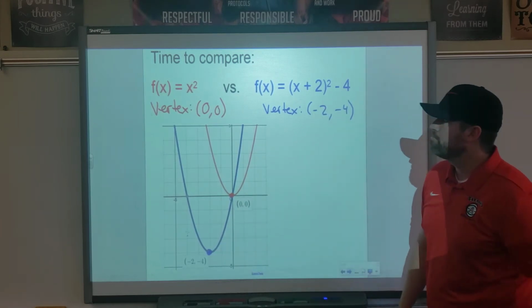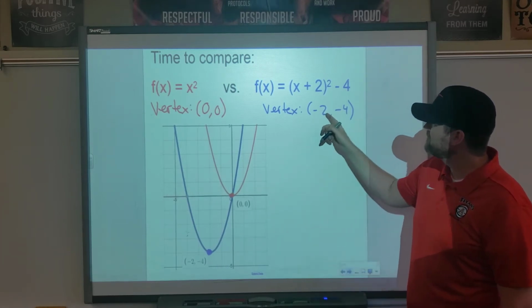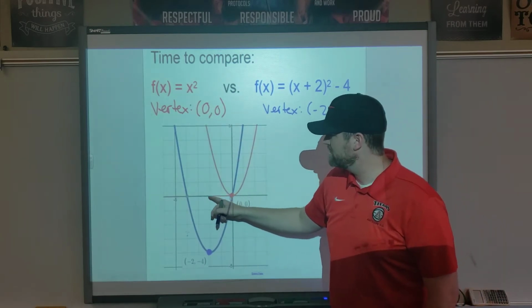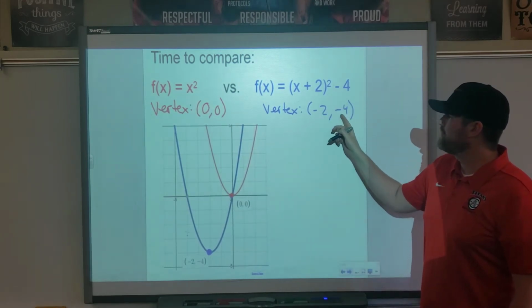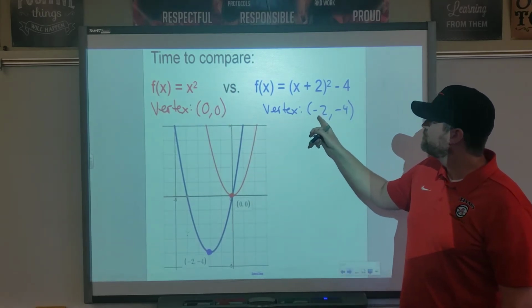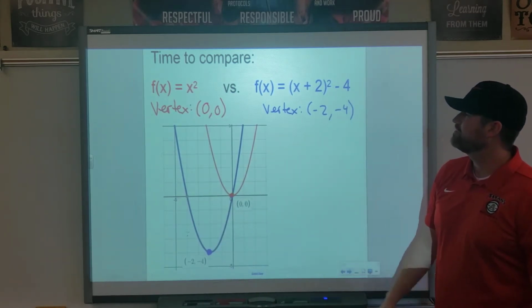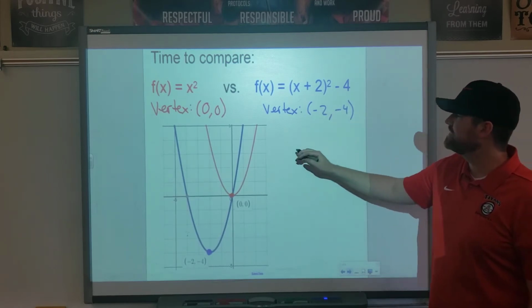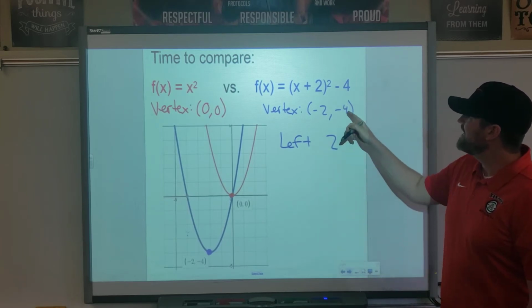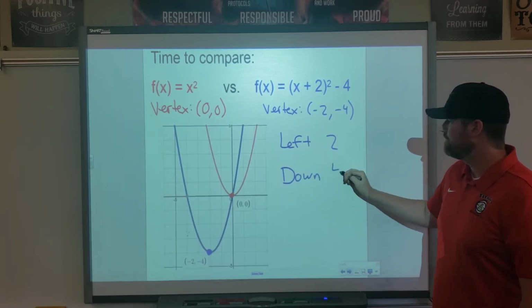And so compared to the parent function, where did this graph shift? Well, because my vertex is -2, that's 2 left of 0. So 2 to the left. And then the y-coordinate is -4, which is down 4 from 0. So 2 to the left, down 4. So we can look at the vertex and know that, hey, if the x of the vertex is -2, that means our whole graph shifted left 2. And if our y-coordinate is -4, we know the whole graph shifted down 4.